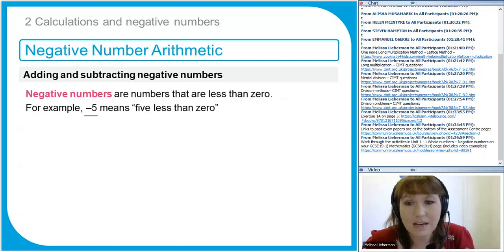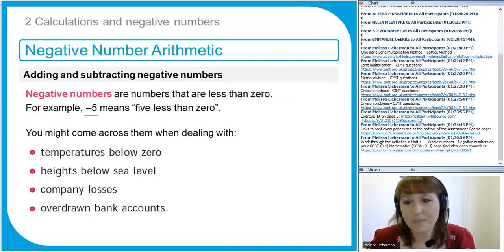So the minus sign there doesn't mean subtract in this case, it just means that that number is 5 below 0. So it could be negative 5, as in minus 5 degrees. You might owe the bank £5, so it might be a £5 debt, it might be 5 metres below sea level, so 5 less than 0. Other contexts, losses, overdrawn bank accounts. Sometimes when you're dealing with dates around AD and BC, that's another context where you might meet negative numbers. So they do come up.